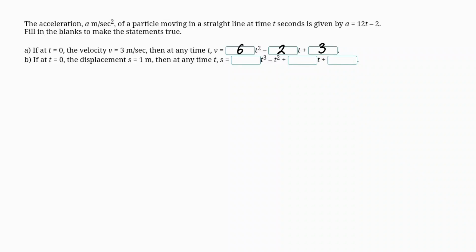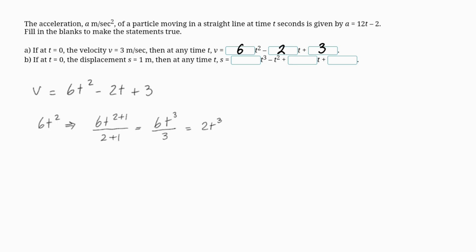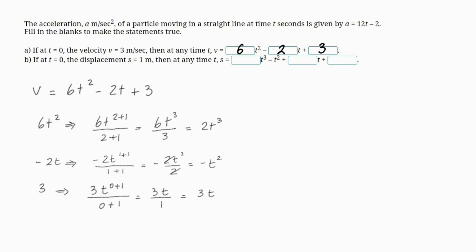Now for part B. To find displacement, we integrate our new velocity equation, v equals 6t squared minus 2t plus 3. For the first term, 6t squared, we use the power rule to integrate, so it becomes 2t cubed. For the second term, negative 2t, after using the power rule, it becomes negative t squared. For the last term, which is a constant, 3, we also use the power rule, and it becomes 3t. So the integral of 6t squared minus 2t plus 3 is 2t cubed minus t squared plus 3t plus c.